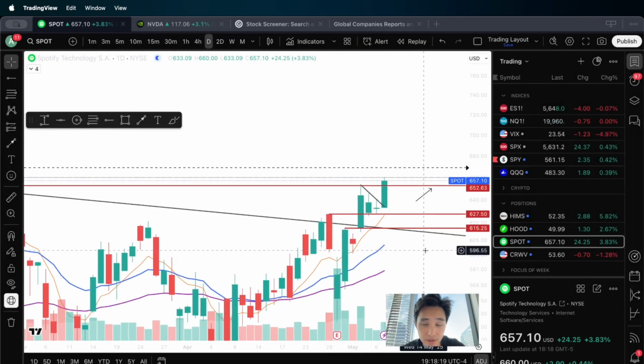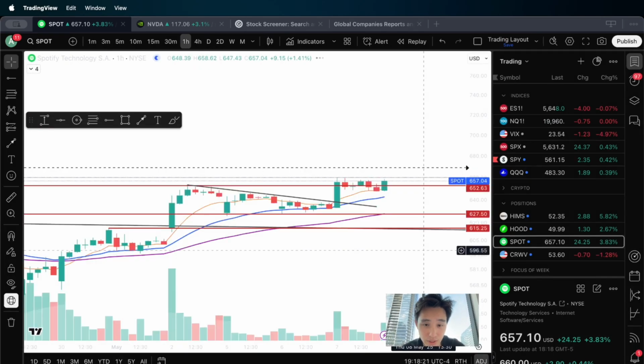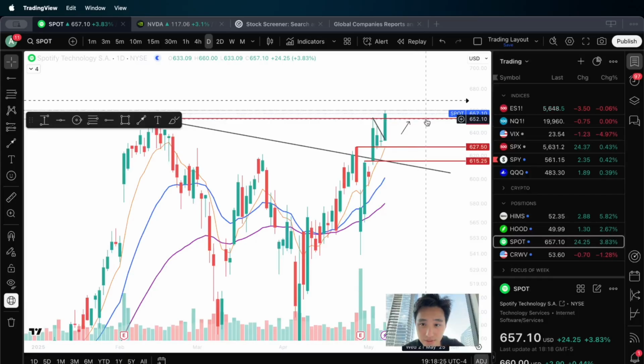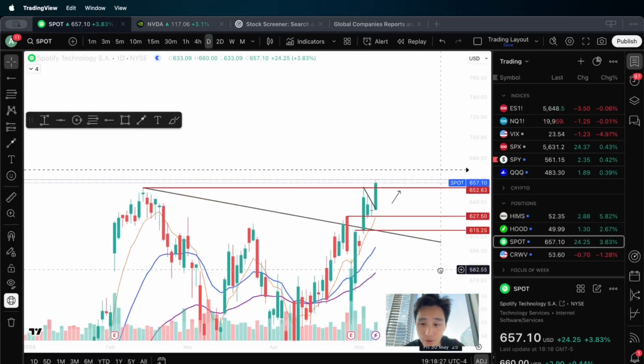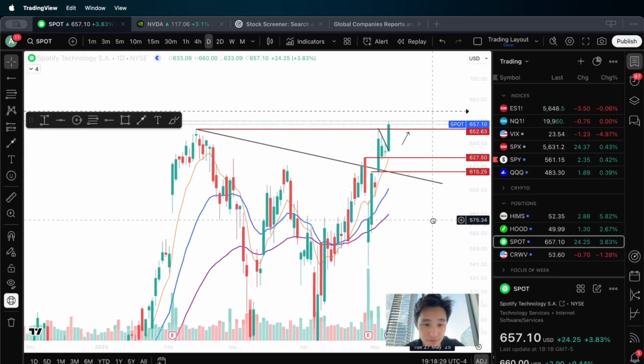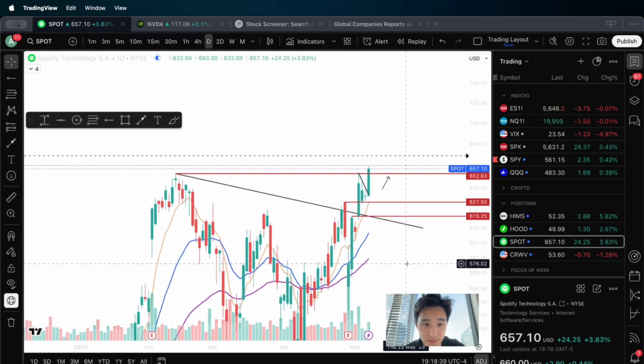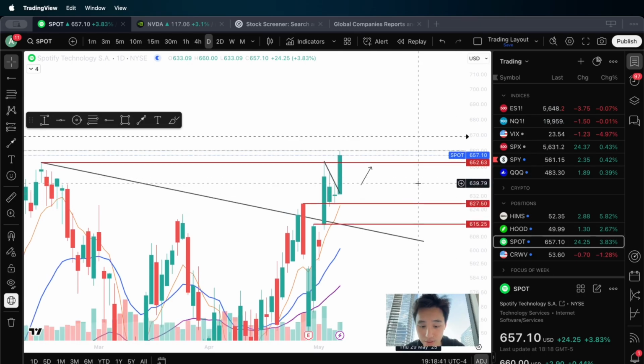And then Spotify here looks really good as well. We are closing above the all-time highs at around 652. Now we're kind of in price discovery. This is really nice. The last time we hit this 652 was February, so it's been almost a whole quarter before we actually hit this area again. So I think this move is probably going to continue.